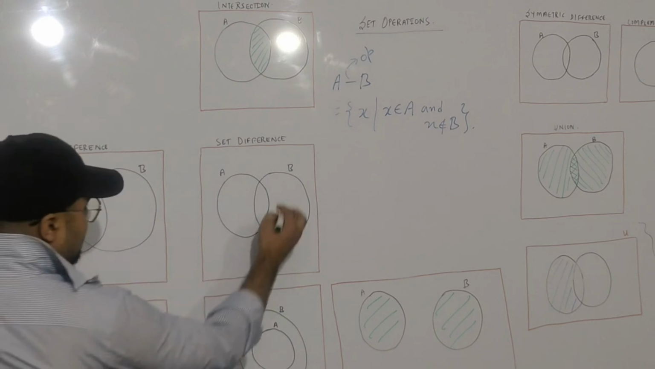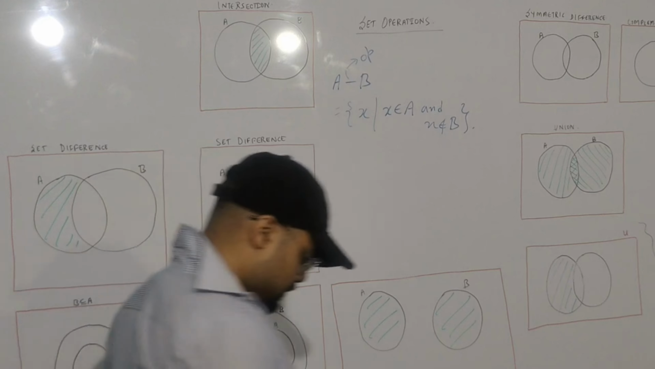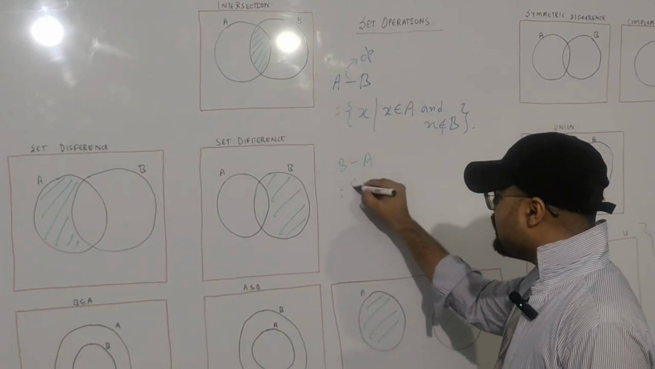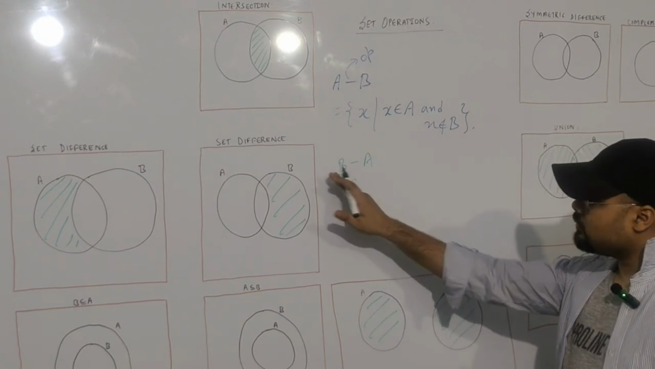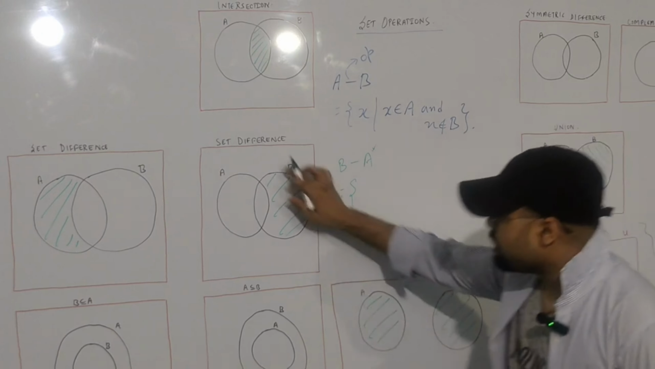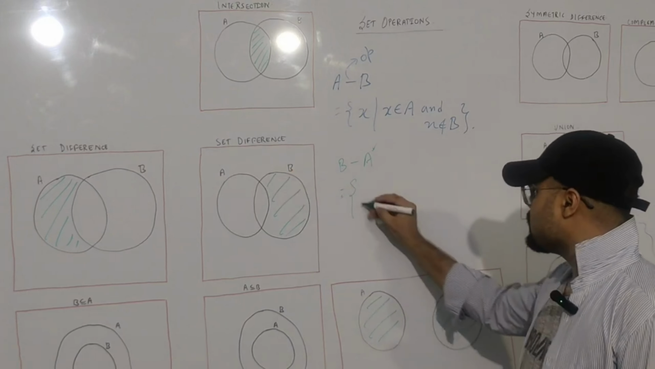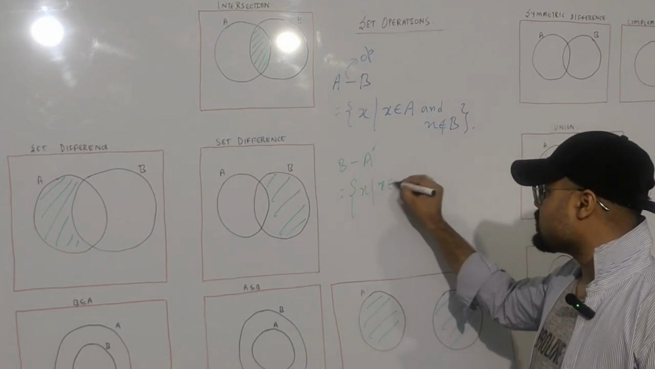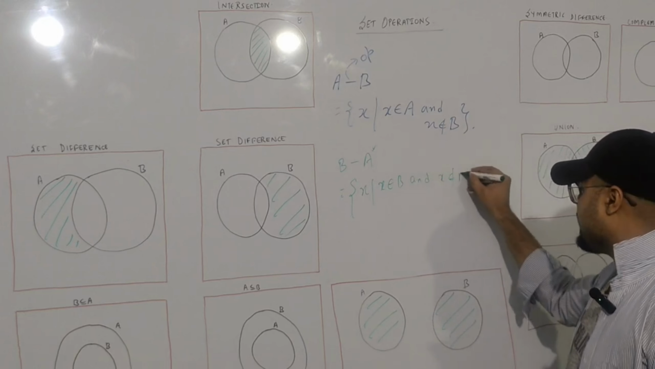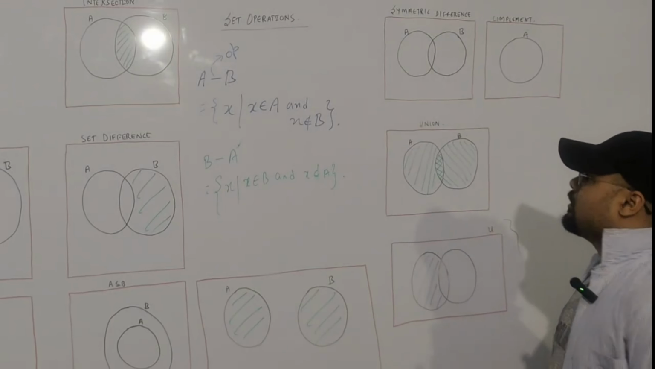Similarly, what will be B minus A? This portion. So B minus A is equal to, from the set B, you don't want to include those elements that are in A. So from this whole set B, you don't want to include this part. So, the set of X such that X belongs to B and X does not belong to A. This is your set difference. Next is symmetric difference.